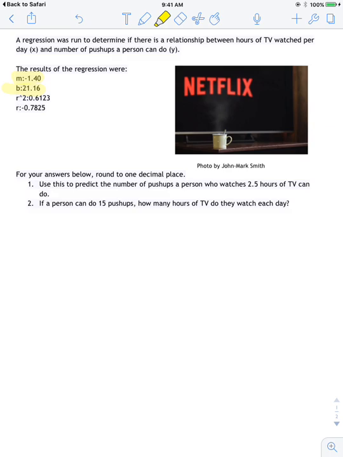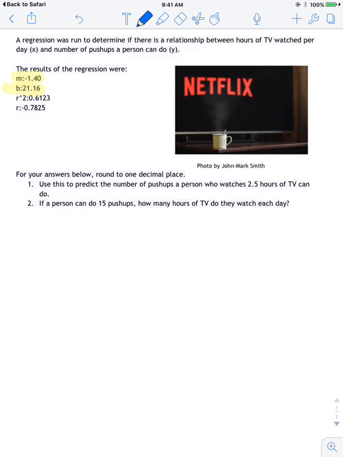Now, because slope and r are both negative, that means there's a negative relationship between hours of TV watched per day in this example and number of push-ups a person can do. So that means as one variable, the number of TV hours watched per day increases, the other variable, the push-ups, decreases. Now let's write our equation.